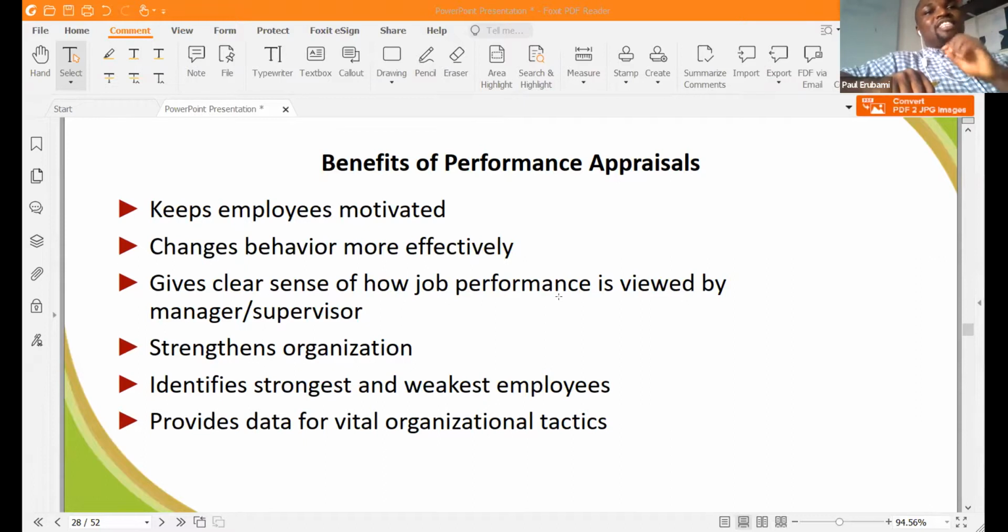It gives clear sense of how job performance is viewed by managers and supervisors. Exactly. It helps you to see your job role from the eyes of the top management. It strengthens the organization. It identifies strongest and weakest employee. It provides data for vital organization tactics. Exactly.